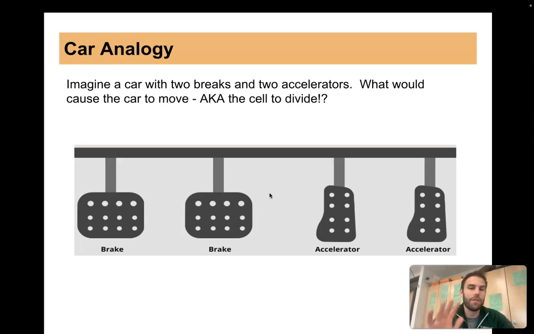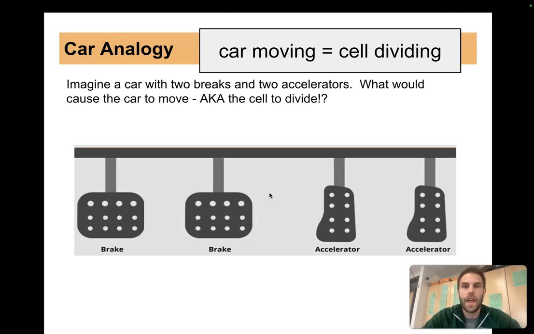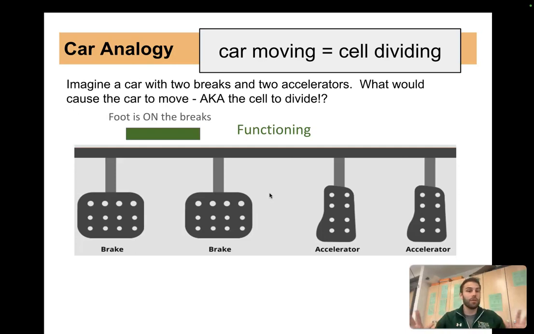I want you to think of these genes as like a strange car where we have 2 brakes and 2 accelerators, and maybe there's even 2 people driving, one person in charge of the brakes, one involved in the accelerator. When the car's moving, especially moving fast, we can say that the cell's dividing, okay? So if our genes are functioning, remember, the cell's normally not doing mitosis, it's not dividing, so we should have both feet on the brakes.